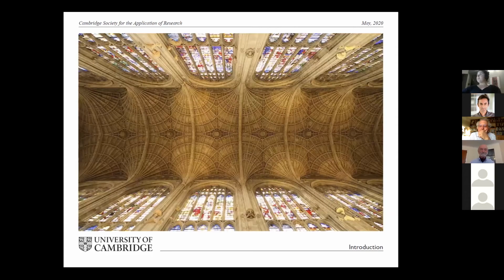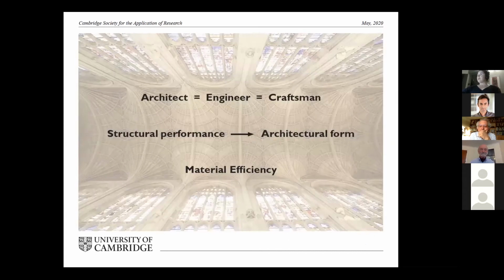And the more familiar example to us is King's College Chapel. You see it has those very elegant, very beautiful fans, and the ceiling, in fact, is really thin. The reason for that is that back then, the architect, the engineer, and the craftsman were the same person. So the structural performance did inform the architectural form, and that resulted in material efficiency.